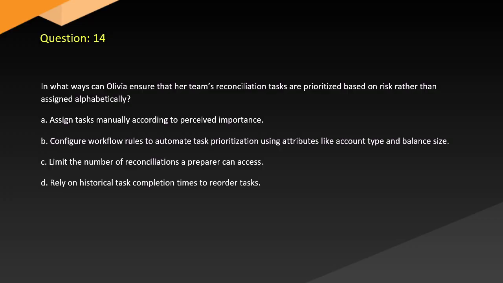Question 14. In what ways can Olivia ensure that her team's reconciliation tasks are prioritized based on risk rather than assigned alphabetically? A. Assign tasks manually according to perceived importance. B. Configure workflow rules to automate task prioritization using attributes like account type and balance size. C. Limit the number of reconciliations a preparer can access. D. Rely on historical task completion times to reorder tasks.